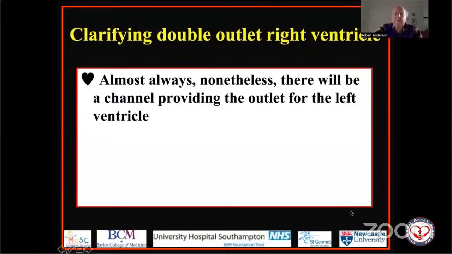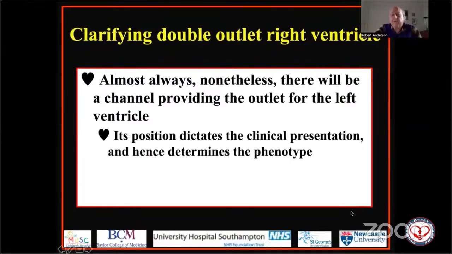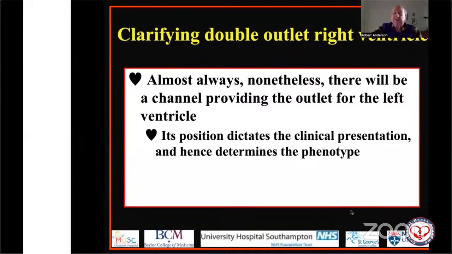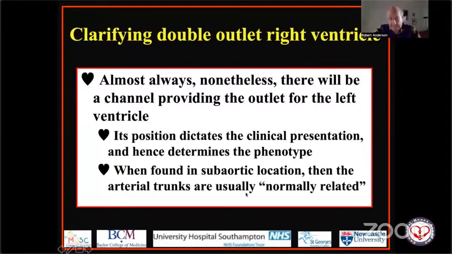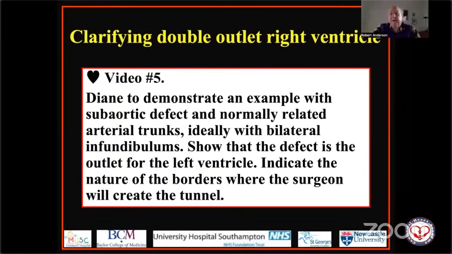Almost always there will be the channel providing the outlet for the left ventricle. And it is the location of that channel that determines the clinical situation and determines phenotype. Usually, when the channel is in subaortic position, the arterial trunks are so-called normally related, and that gives us a clue that the defect is going to be subaortic, as we'll see in the demonstration by Diane.